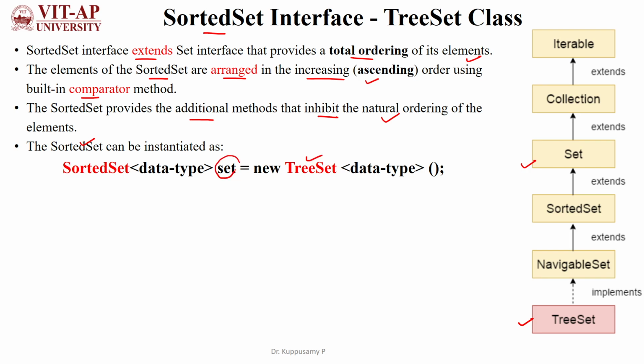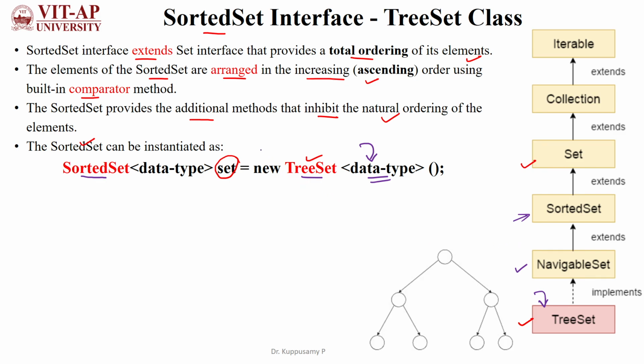Here the set is the object variable which is created by using the TreeSet class to implement the SortedSet interface. The data type has to be given here by using a generic data type with the wrapper class. The NavigableSet is also there, which can also be implemented by using the TreeSet class. The NavigableSet extends the SortedSet interface.